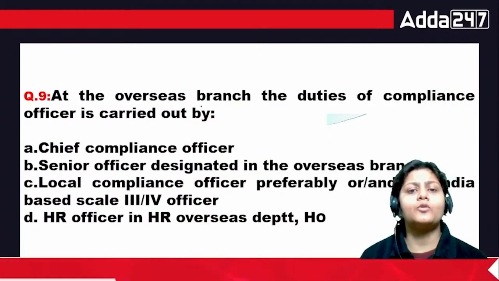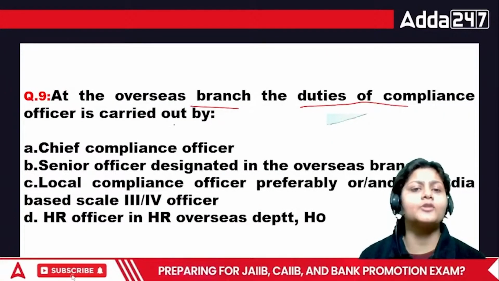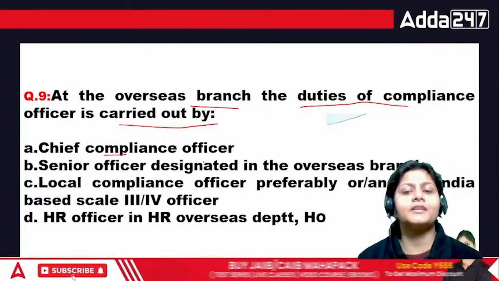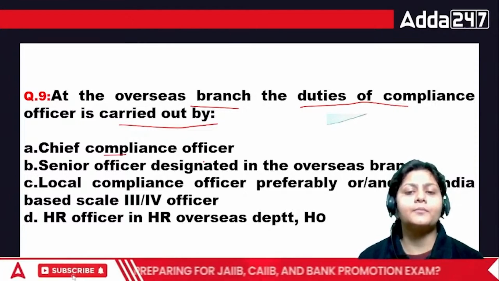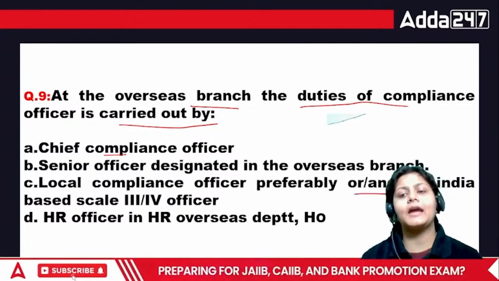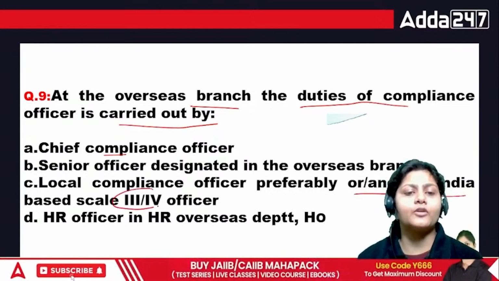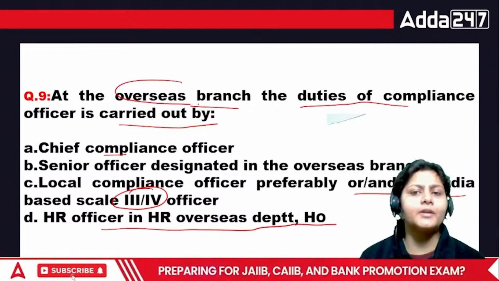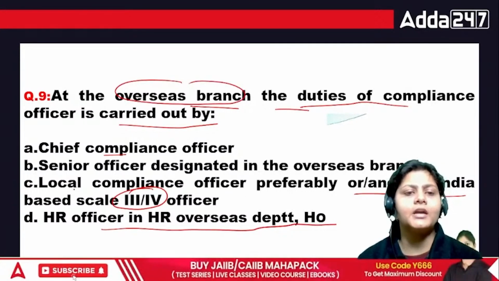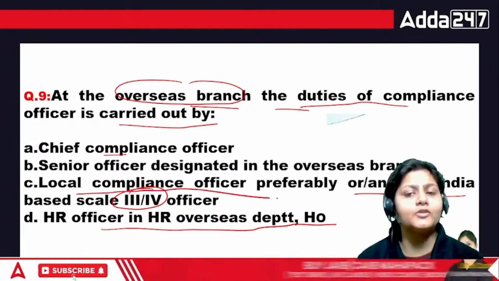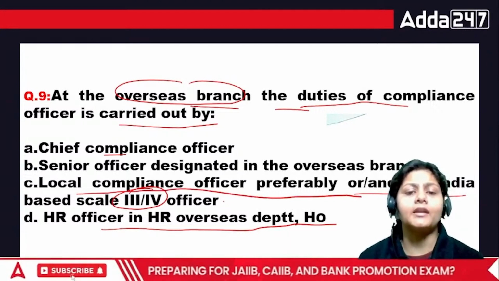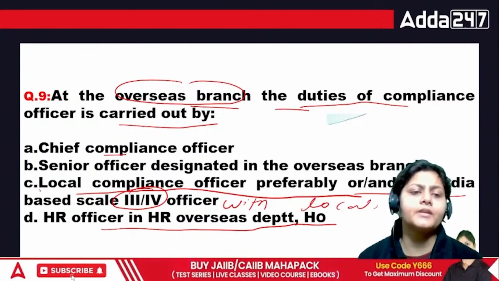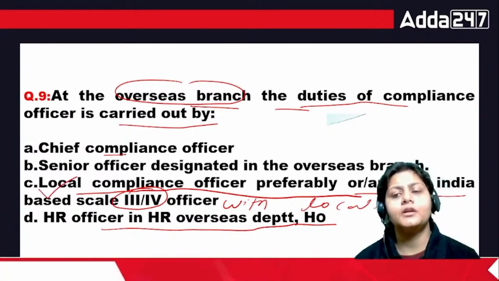Now at an overseas branch, the duties of the compliance officer are carried out by: Chief Compliance Officer, a Senior Officer designated in the overseas branch, a Local Compliance Officer preferably, or an India based Scale 3 and 4 officer, an HR officer in the HR overseas department at HO. In the overseas branch, there has to be a local compliance officer, India based, with the support of the local staff. He will be designated as the compliance officer. So here option 3 is the correct one.